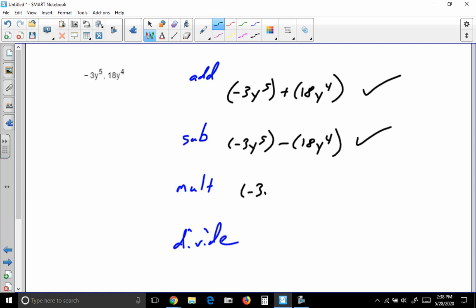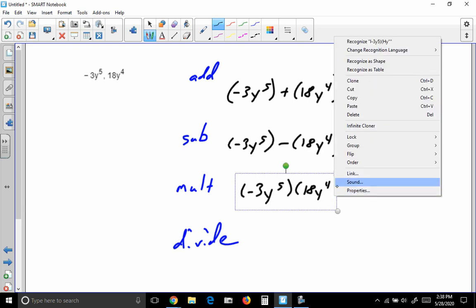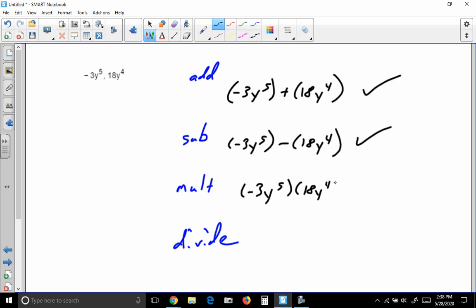What about multiplying? Can we multiply these? Do we have to have like terms to multiply? Well, no, we don't have to have like terms to multiply. All of this stuff is multiplied together, so we can rearrange it. We do have some things that are a little bit alike. These two are both numbers, so we can multiply them. Negative times positive is negative. And if you multiply those together, you would get 54.